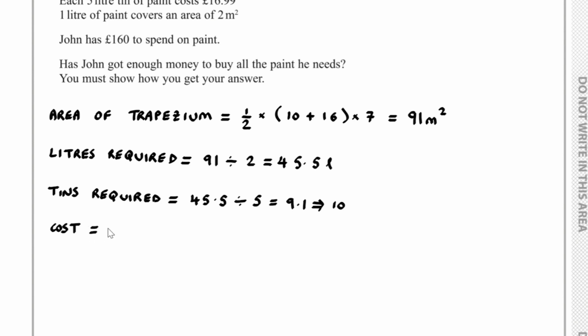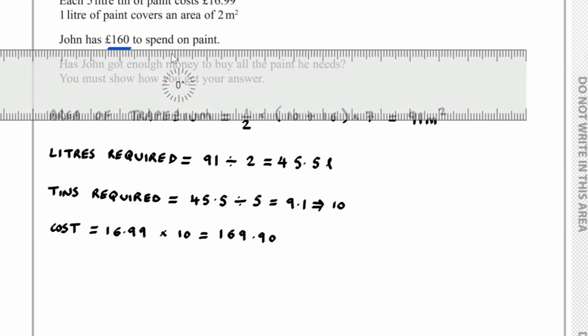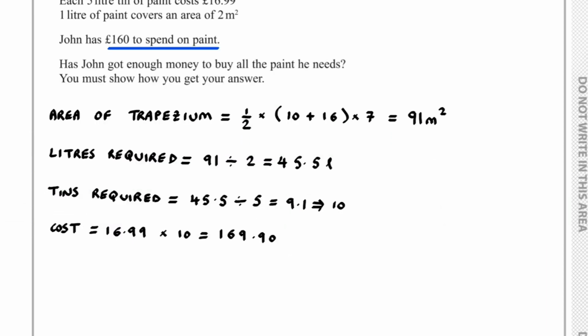And so the cost of these 10 tins, we've got £16.99 for 1 tin. We've got 10 of those. So the cost is £169.90. Now he has £160 to spend on paint. And because the amount here is greater than the amount he has of 160, we can therefore conclude he does not have enough money.